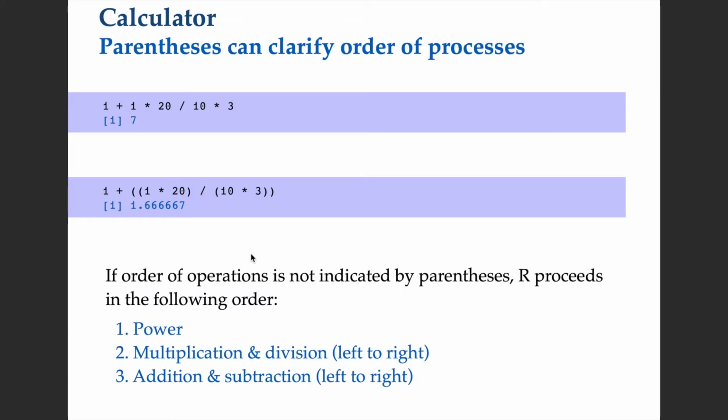Parentheses are very, very useful in code to make it very clear what you're doing, and I highly encourage you to use parentheses very liberally in your code. It just makes it much easier to tell what's going on. If you don't use parentheses, R will proceed in the following order. It's going to do the powers first, then it will do multiplication and division from left to right, and then it will do addition and subtraction left to right.